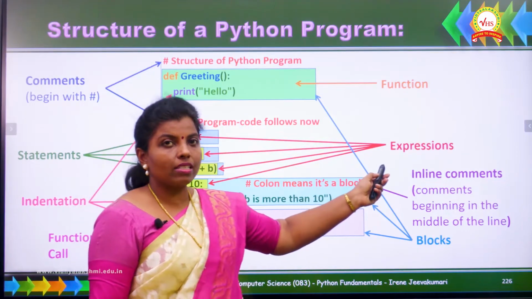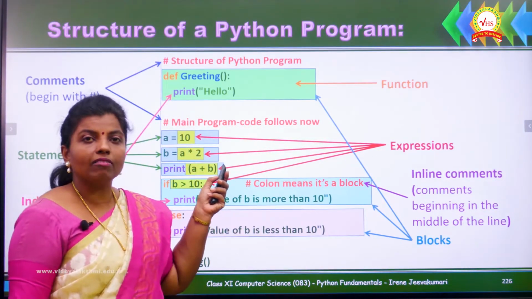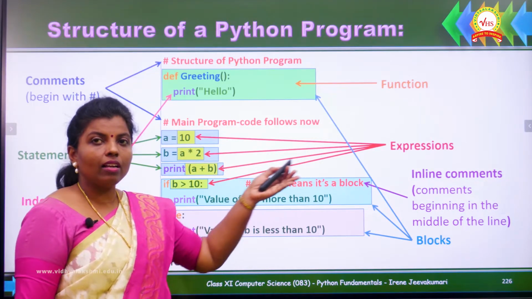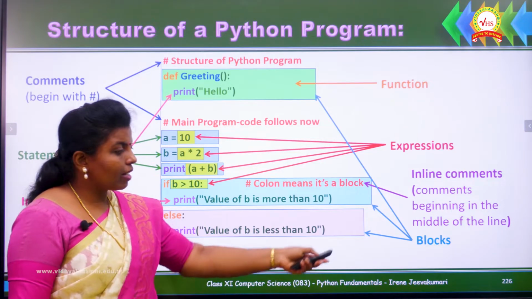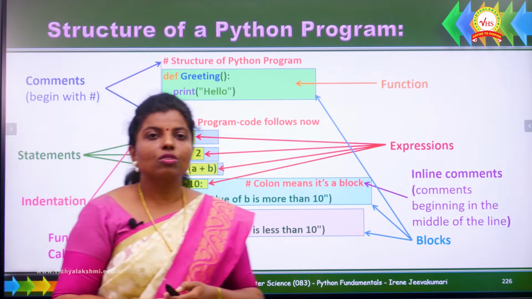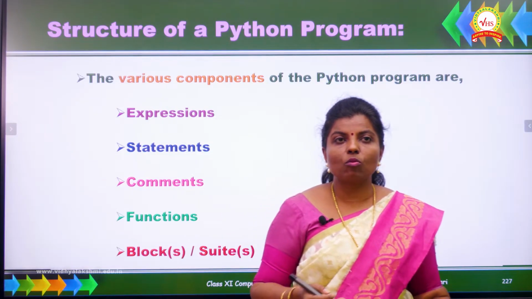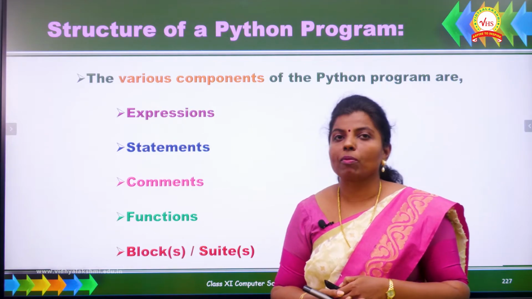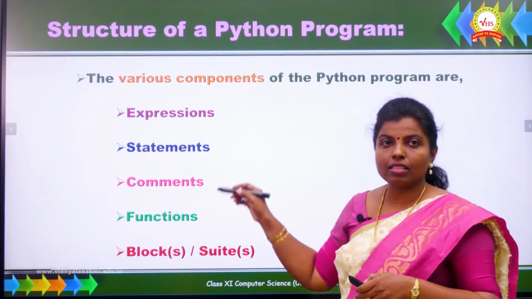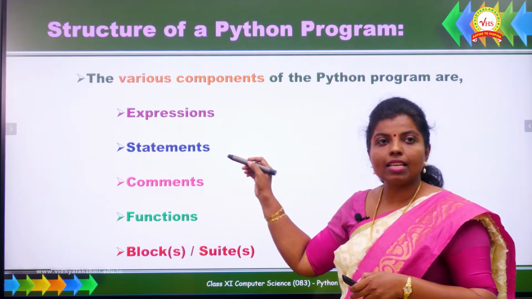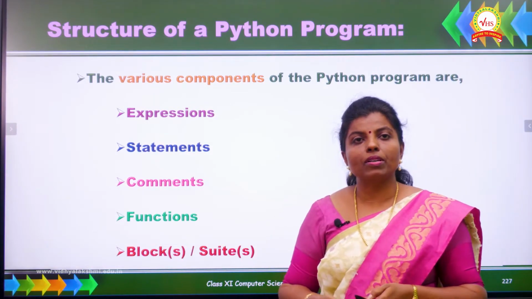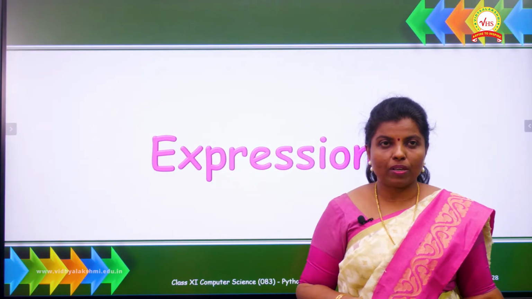Also we have learned about expressions. Expressions are the valid combination of literals and or variables and operators together. And also we have learned about blocks. The set of indented statements is referred to as a block. So these are the things we have learned. So let us move on to learn about the various components of a Python program. Through the sample program we have learned about these components. They are expressions, statements, comments, functions, block or suite. Let us learn all these components one by one.